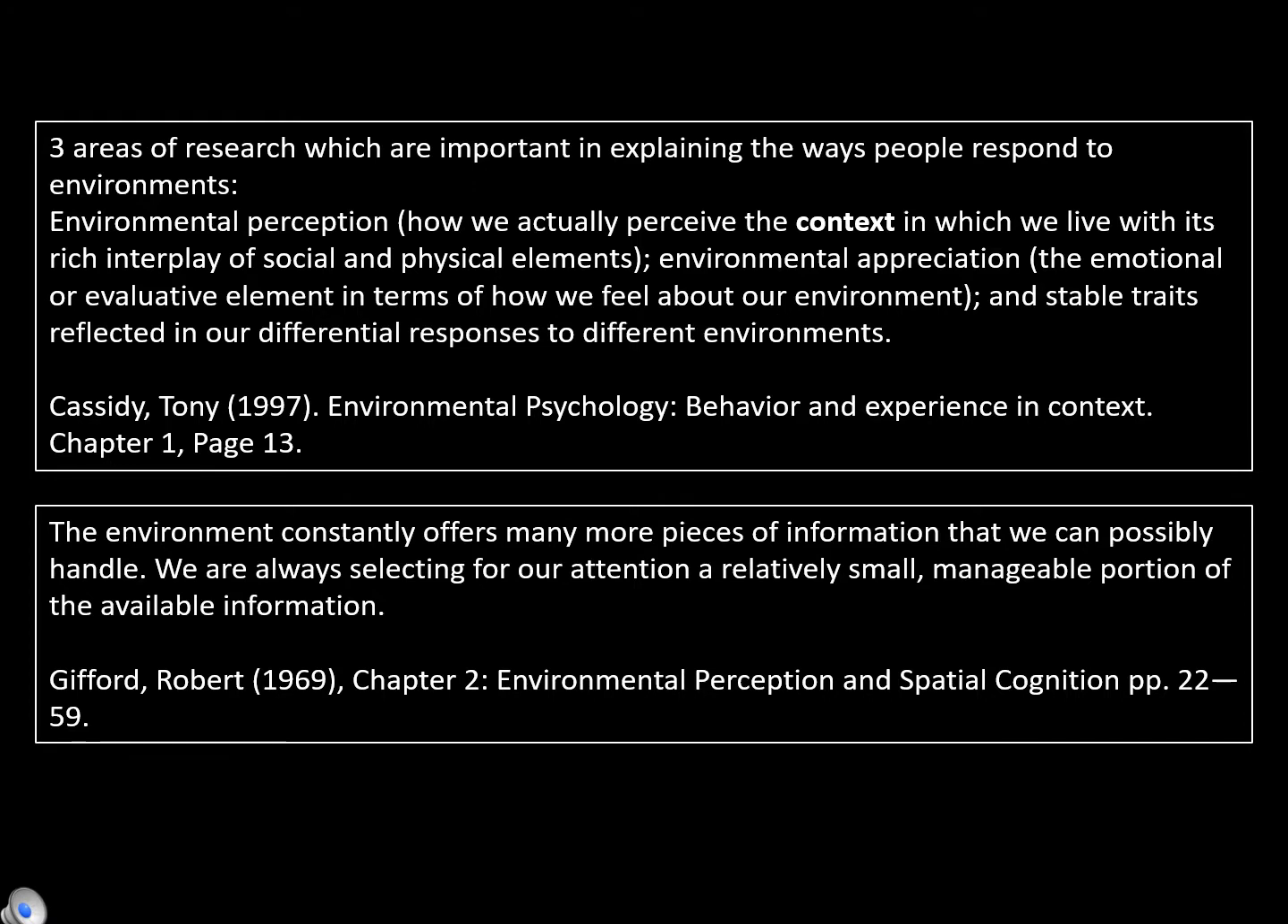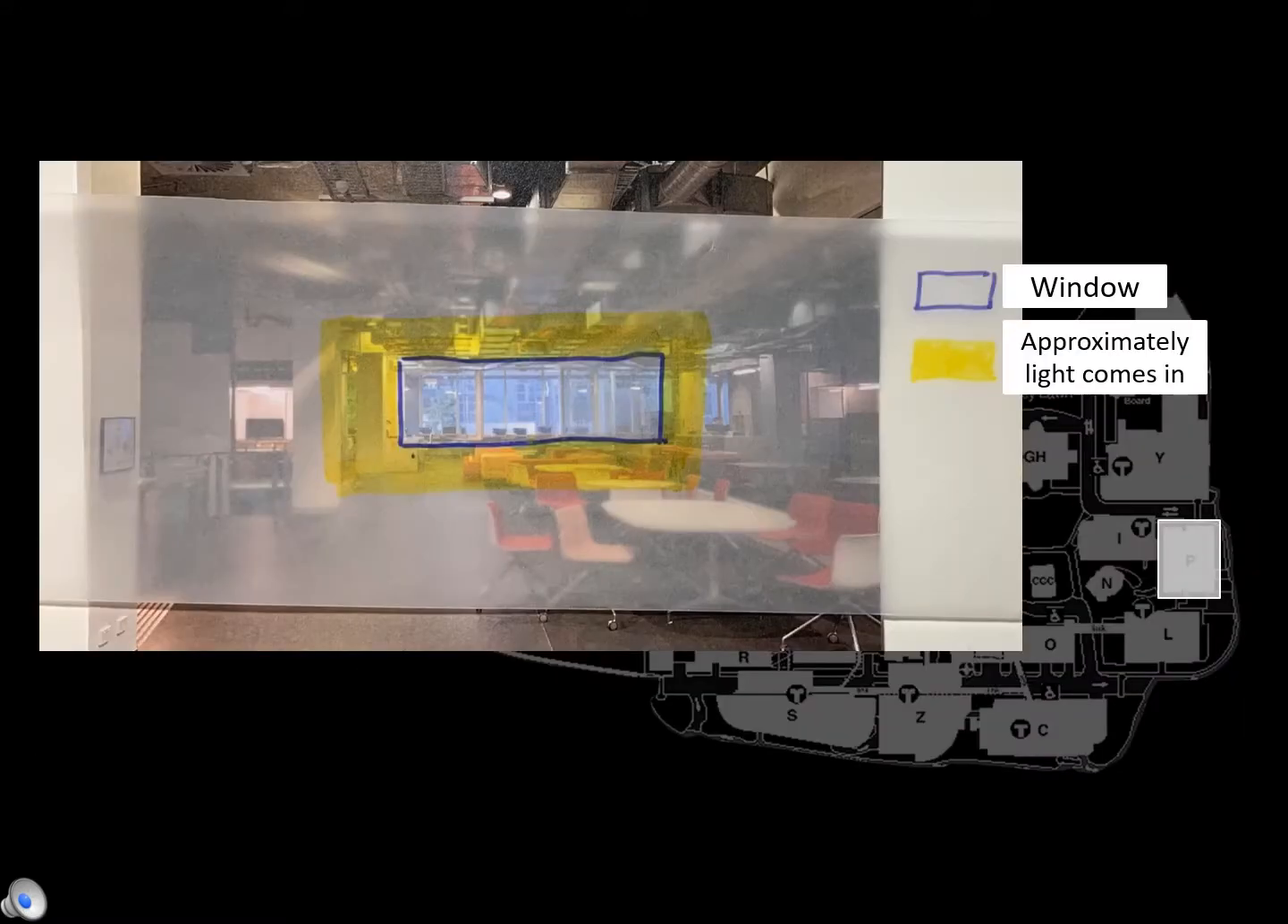The method considerations in my observation are based on Tony Cassidy and Robert Gifford's method about seeing responses to different environments, specifically from Robert Gifford, who said we always select for our attention a relatively small, manageable portion of the available information, which I later used to manage the information by zoning the area. Then I observed the bigger side of the space first.